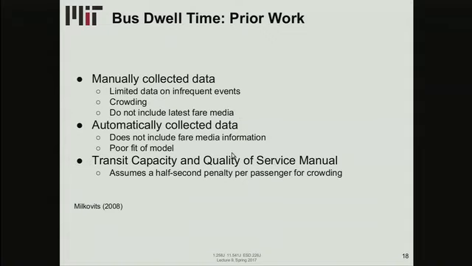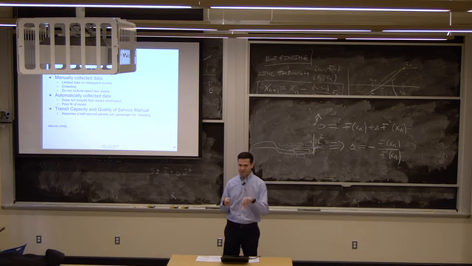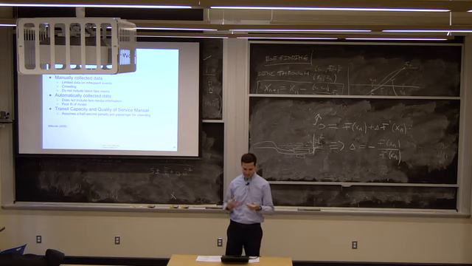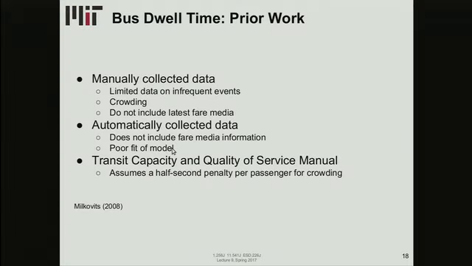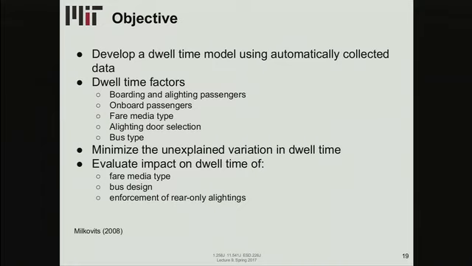So there was another study that did have automatically collected data, a little more recent, but they hadn't taken into account the effect of payment type. So the AFC system does tell you this is a pass or this is a ticket, but they had ignored that variable from the model, and the fit of the model is poor. So then we have a transit capacity and quality of service manual, which says assume half-second penalty per passenger for crowding. So rule of thumb. So there was interest in developing something more sophisticated, and they looked at buses and CTA for that.